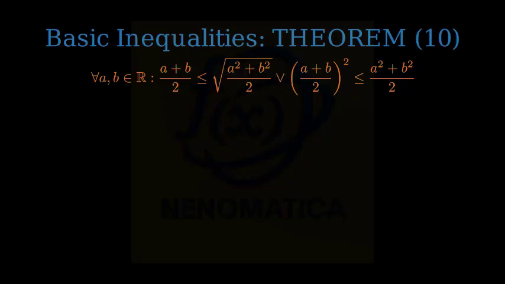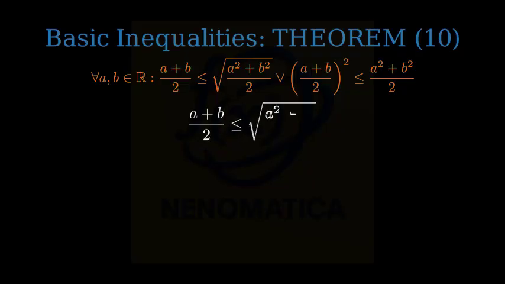The arithmetic mean of a and b is less than or equal to the square root of their quadratic mean. Alternatively, we can express this as the square of their arithmetic mean is less than or equal to their quadratic mean. Let's focus on the first part of the theorem and prove it step by step.